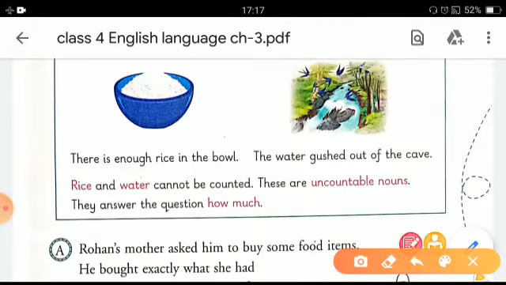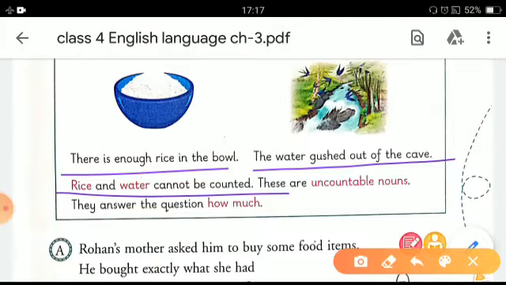Now look at these sentences. There is enough rice in the bowl. The water gushed out of the cave. Rice and water cannot be counted. These are uncountable nouns and they answer the question how much.